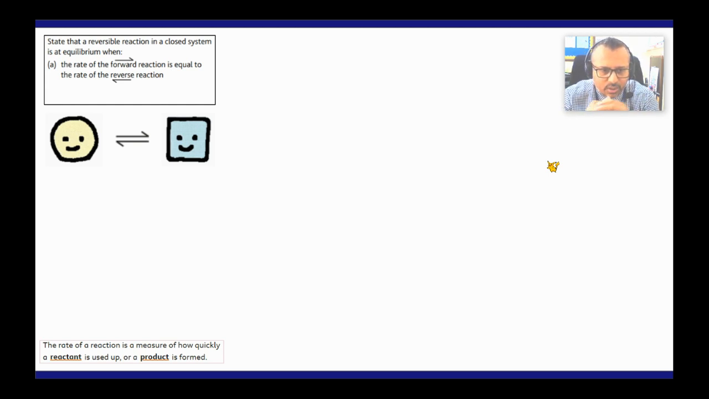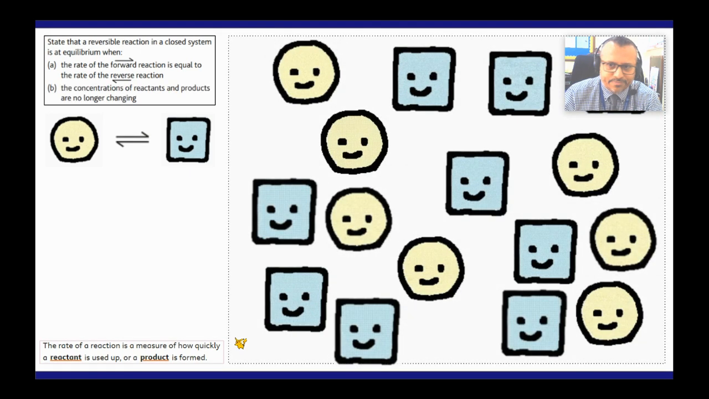Just a quick one about what rate means, because we like to use the word rate as chemists. The rate of a reaction is a measure of how quickly a reactant is used up or a product is formed. So I've got a little example for you.